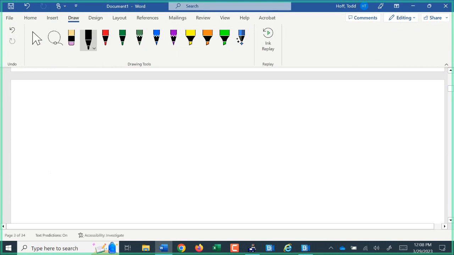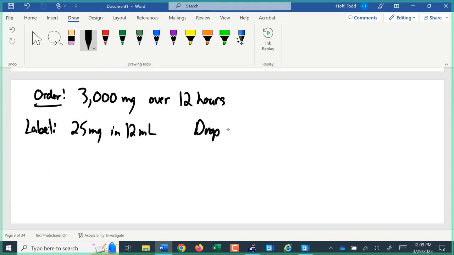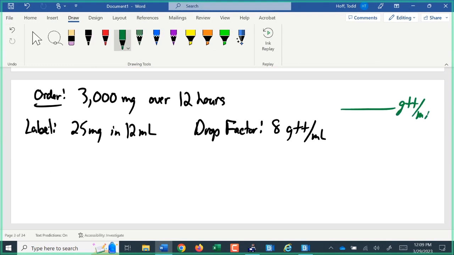So let's look at some more examples. Let's look at an order for 3,000 milligrams to be administered over 12 hours. Our label on our bag is stating that this is constituted as 25 milligrams in 12 milliliters with a drop factor of 8 drops per milliliter. So a little bit thicker fluid here. And once again, we want this result in drops per minute.